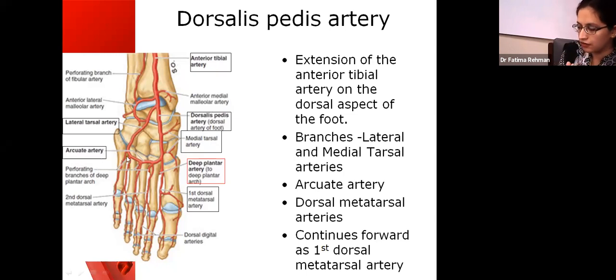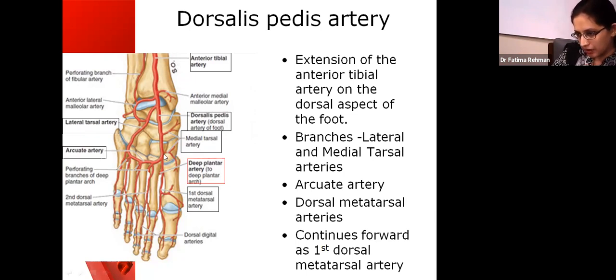Whenever the word arcuate comes in front of you, always think that this is something related to an arch-shaped structure. So this artery is labeled as the arcuate artery because it is an arch-shaped structure. And where is the arcuate artery running? It is running at the base of the metatarsal bones, or on the distal end of the metatarsal bones. So this is the distal end of the metatarsal bone and over it this forms an arch, and that's why it is called the arcuate artery.